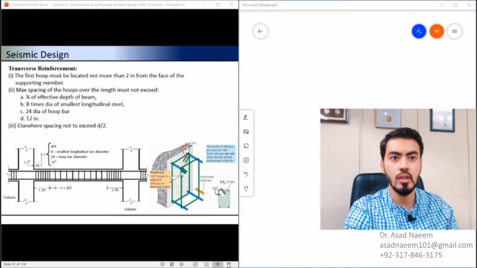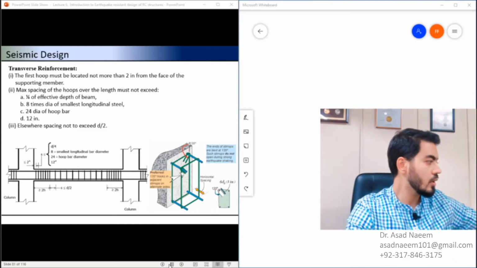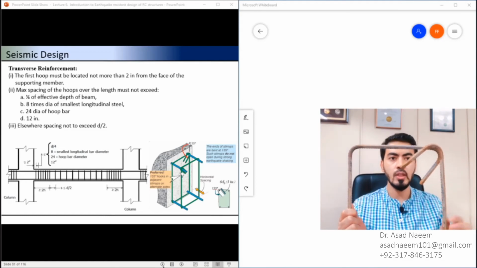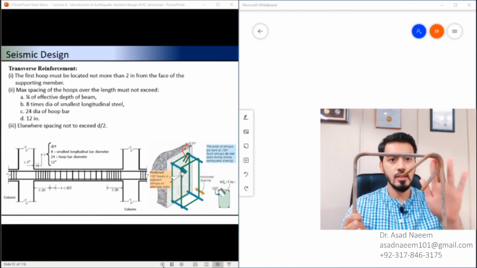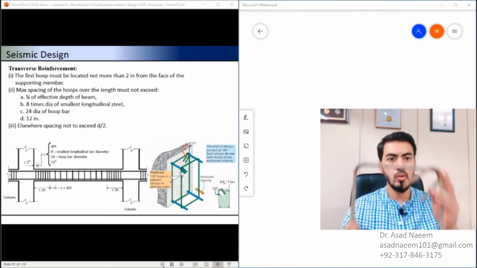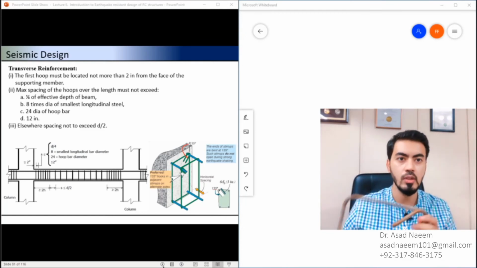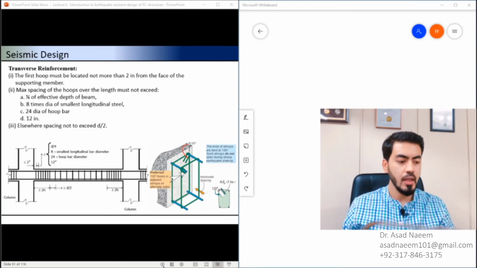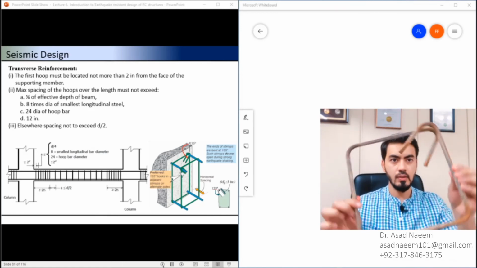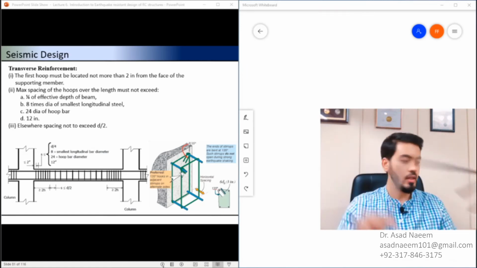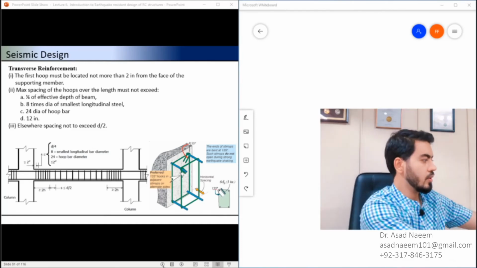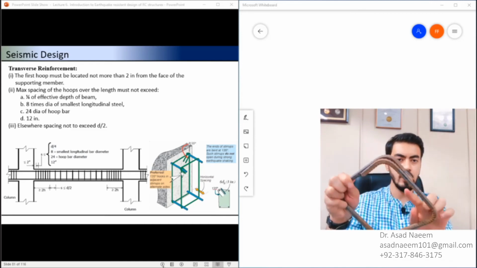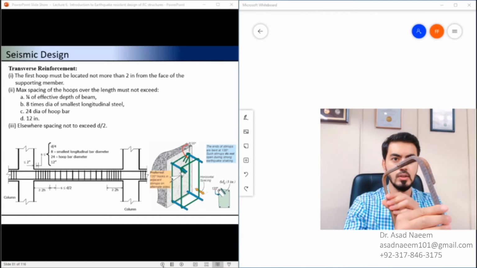I will also show you the exact detail. Here, if you see, this is the seismic hook provided at 135 degrees. This hoop helps to resist the shear forces acting due to earthquakes in columns and also in beams at the hinge location. This is a kind of ring that you can see, and here is the normal one with the 90 degree. This is the 90 degree hook, and that was the 135 degree hook.